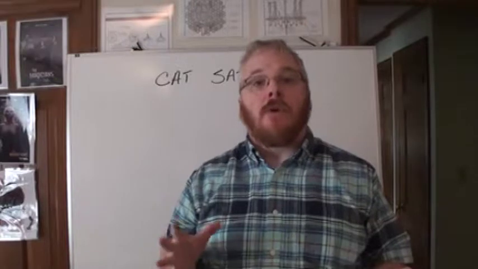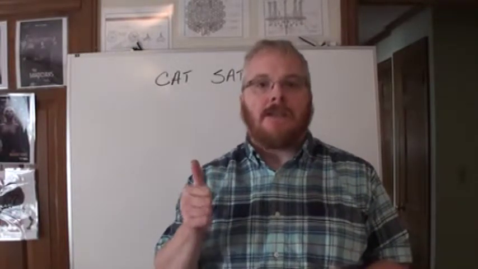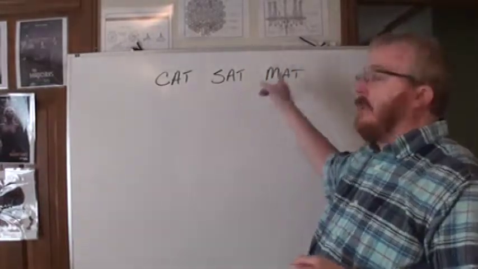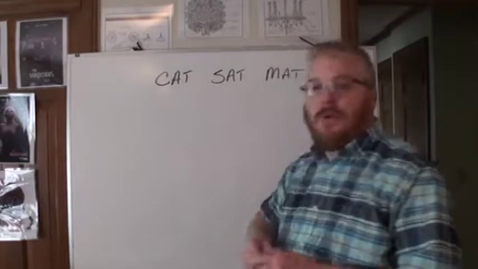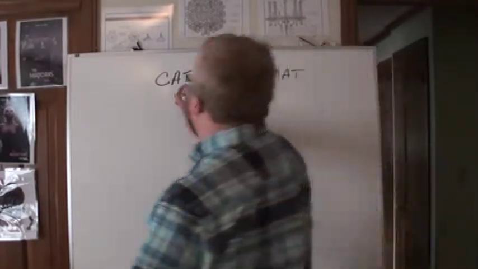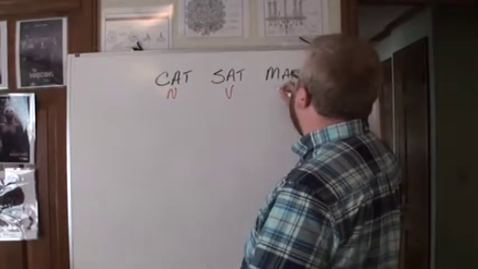Okay, so today what we're going to go over is what I like to tell people is my favorite sentence. The cat sat on the mat. And what we can see up here on the whiteboard is cat, sat, mat. One of the first things we're going to do is identify the parts of speech. So, cat is a noun, sat is a verb, and mat is a noun.